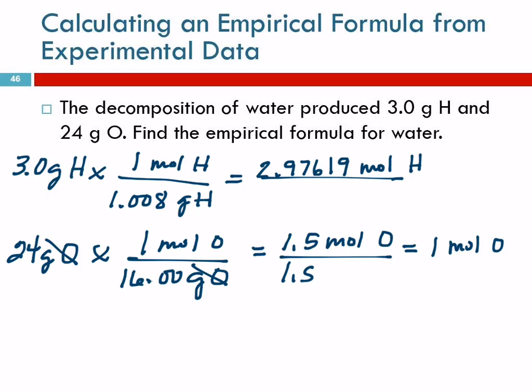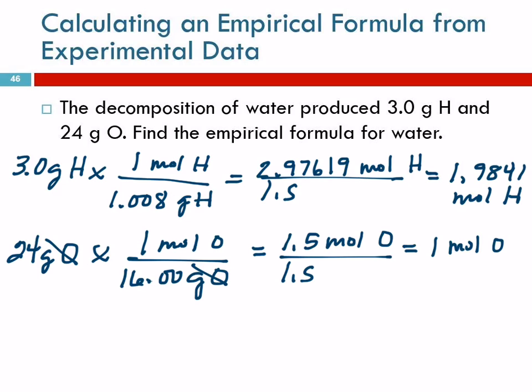If we divide this by 1.5, let's see. Having an argument with my calculator. If I divide that one by 1.5, I get 1.9841 blah, blah, blah moles of hydrogen.